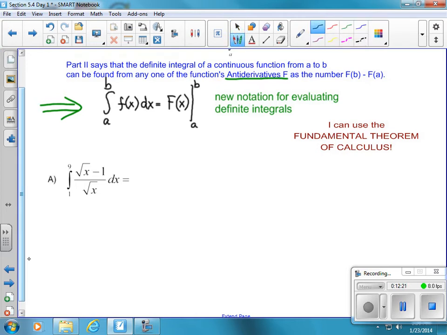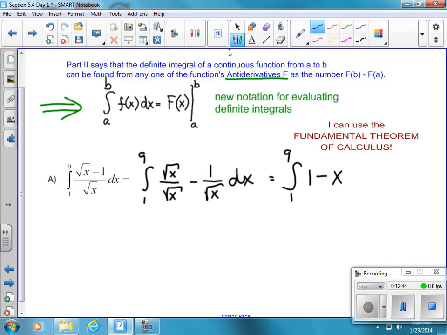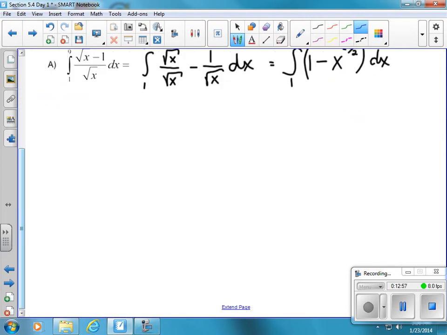Square root of x minus 1 over square root of x. So before I get started, I am going to simplify this by taking square root of x over square root of x, minus 1 over the square root of x. So let's rewrite this crazy little thing, make it a lot easier. From 1 to 9, this is equal to the integral of 1 minus x to the negative 1/2 dx. Okay, so this is my function, just rewritten, but it's going to be a lot easier to take the antiderivative because we can just use the power rule for this.